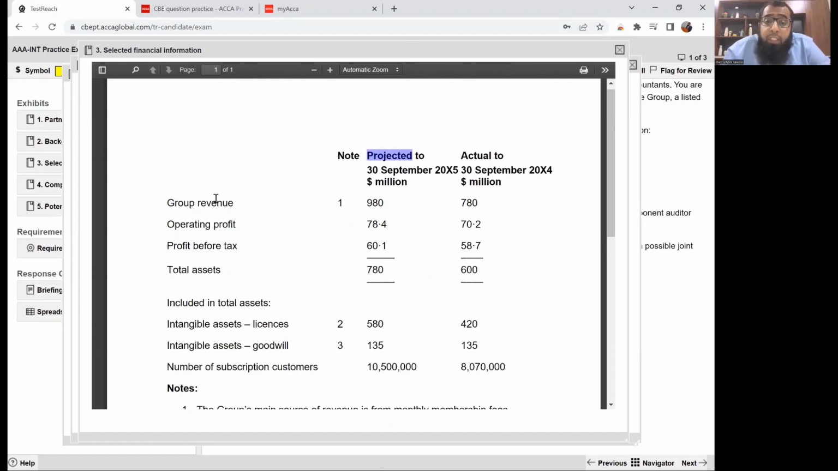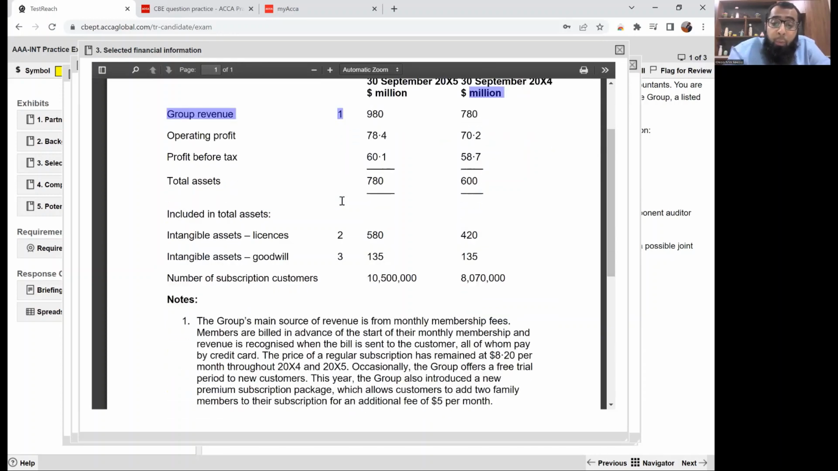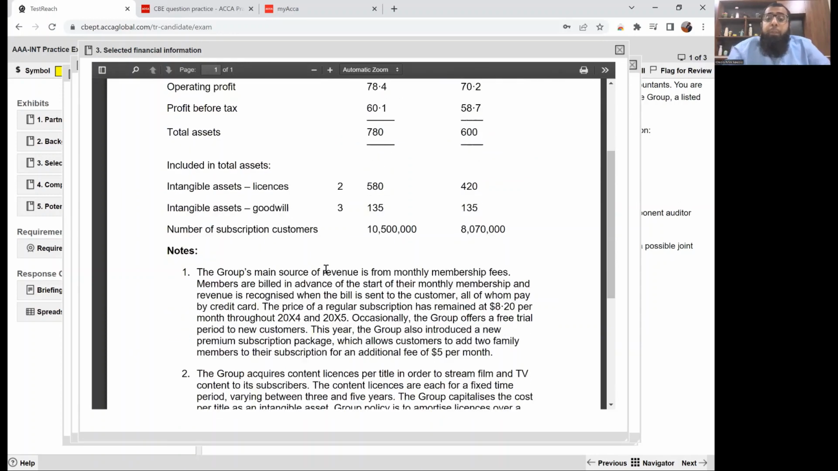So this is the financial data, group revenue. It has increased from 780 million to 980 million. There is a note 1, so let's go and read note 1. The group's main source of revenue is from monthly membership fees. Members are billed in advance at the start of their monthly membership, and revenue is recognized when the bill is sent to the customer.